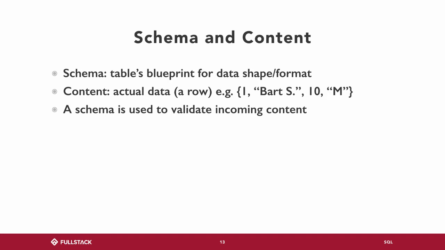The content itself is going to be the data that's in a particular row. So maybe a name is going to be Bart S. Maybe 10 is going to be some department or something. Maybe M is going to be a gender.